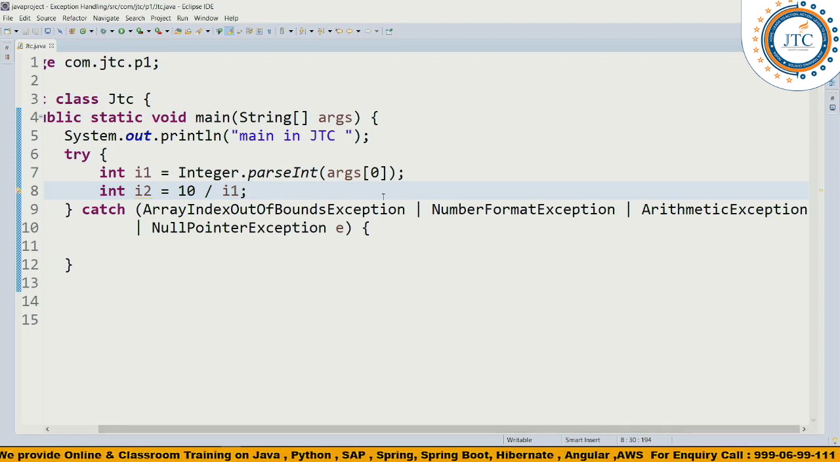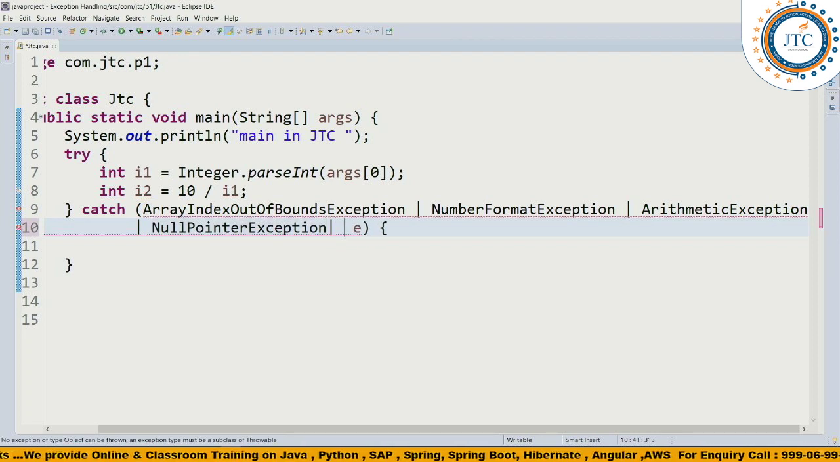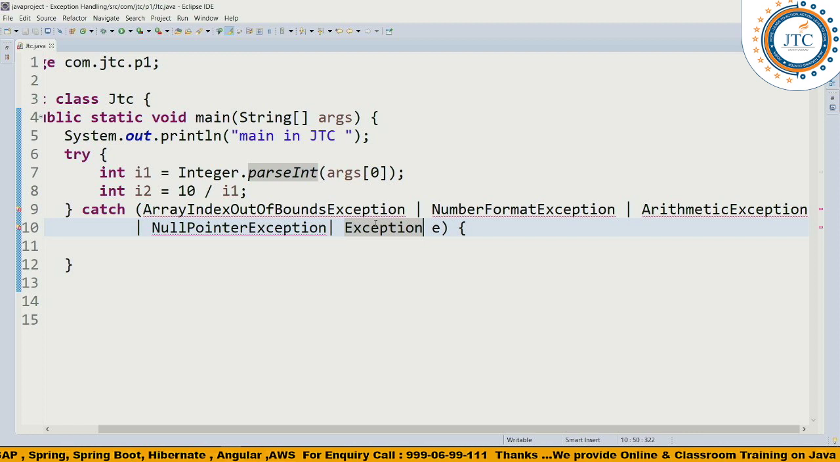So ArrayIndexOutOfBoundsException, NumberFormatException, ArithmeticException, NullPointerException. But remember one point, this was introduced from JDK 1.7, guys. One thing you should do in these cases is not write any superclass of the exception here. You should not write Exception, because if you write Exception here, there's no meaning of writing the other ones, right? That's the reason we should not write even Exception.